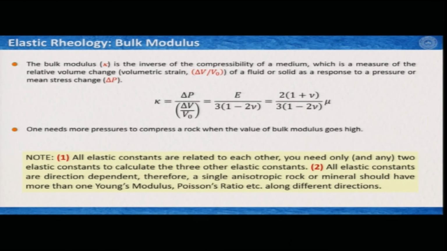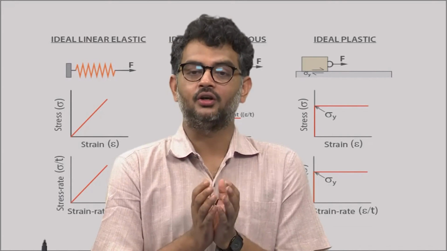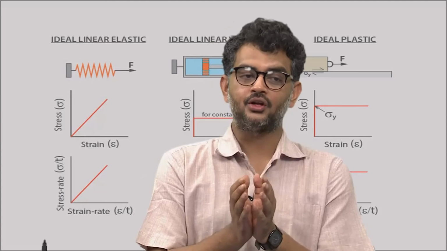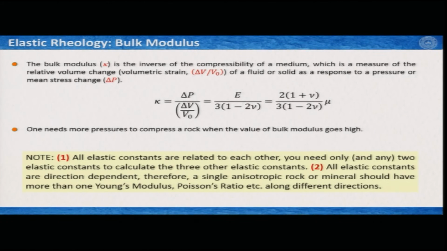Now, we have learnt three elastic constants: Young's modulus, shear modulus, and Poisson's ratio. Now, let us talk about the bulk modulus. The bulk modulus, or kappa, is the inverse of the compressibility of the medium. In general, it measures the relative volume change of a fluid or solid as a response to a pressure or mean stress change. We have learnt what mean stress is in our stress lecture.